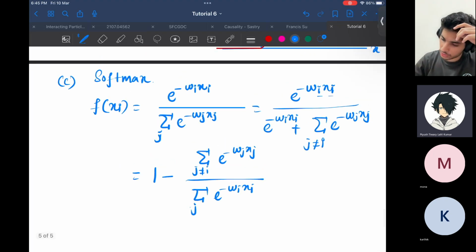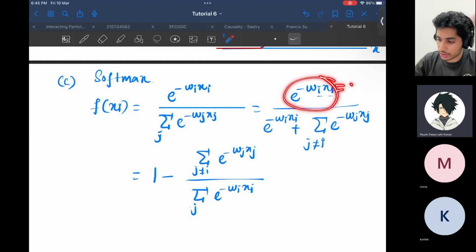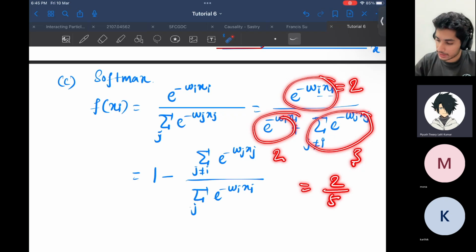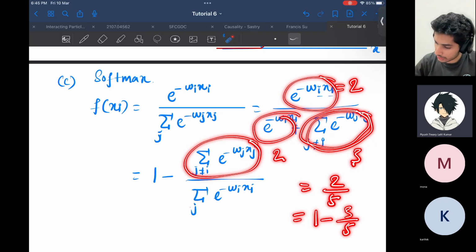So this comes out to be like this, right? Why does it? Imagine this was some number 2, so this is also 2 because both are the same, and this maybe is some number 3. So what this entire fraction will become is 2 upon 5, and I can always write 2 upon 5 as 1 minus 3 upon 5. And this 3 was this entire summation which I have written here.